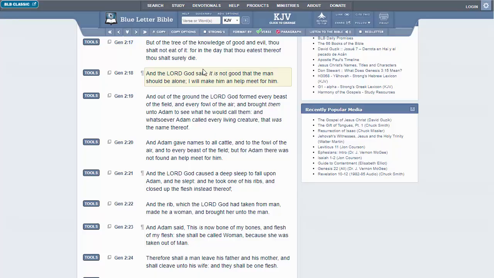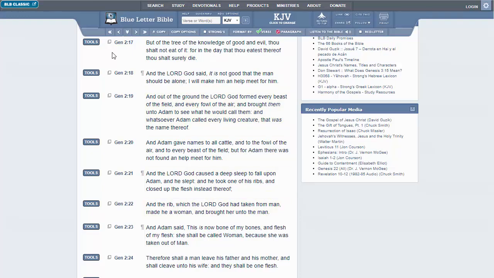Genesis 2:18, and the Lord power said, it is not good that the man, I just want to jump to the point, verse 20. And Adam gave names to all cattle and to the fowls of the air and to every beast of the field, but for Adam there was not found a helpmeet for him. 19. And out of the ground the Lord power formed every beast of the field and every fowl of the air, and brought them unto Adam to see what he would call them. And whatsoever Adam called every living creature, that was the name thereof. So Adam named these different animals, and it was pretty much a basic, easy thing that he called them.